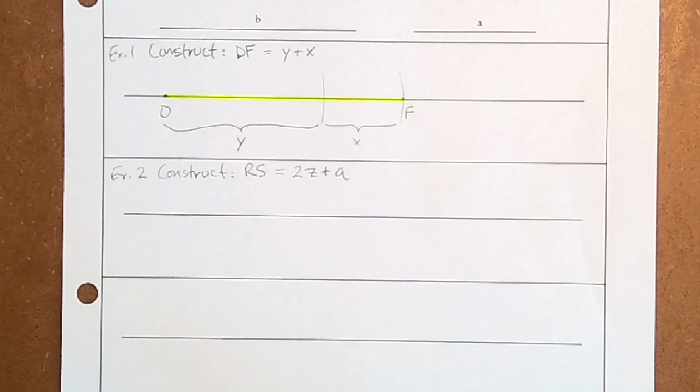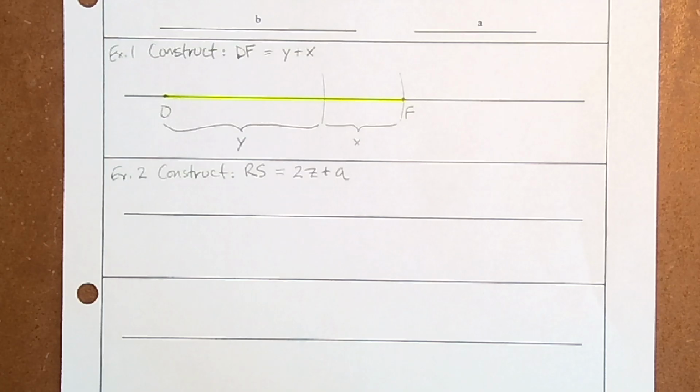Okay, here's what I want you to do. I want you to tell your neighbor right now, take 30 seconds, tell your neighbor, how are you going to build a line segment that's 2Z plus A units long? Tell your neighbor right now. Go. How are you going to do it?